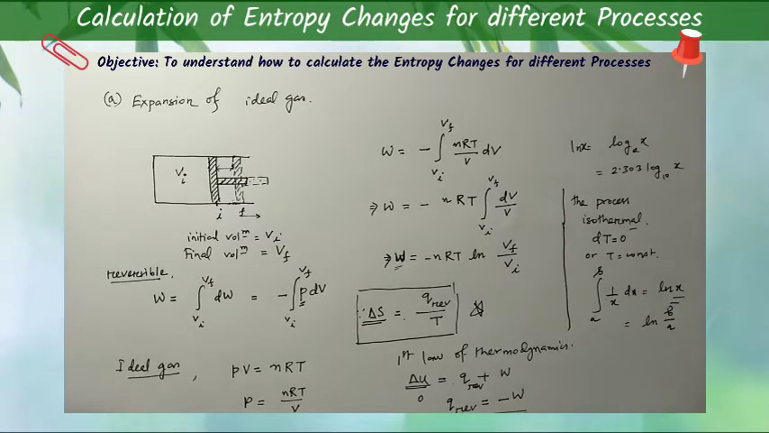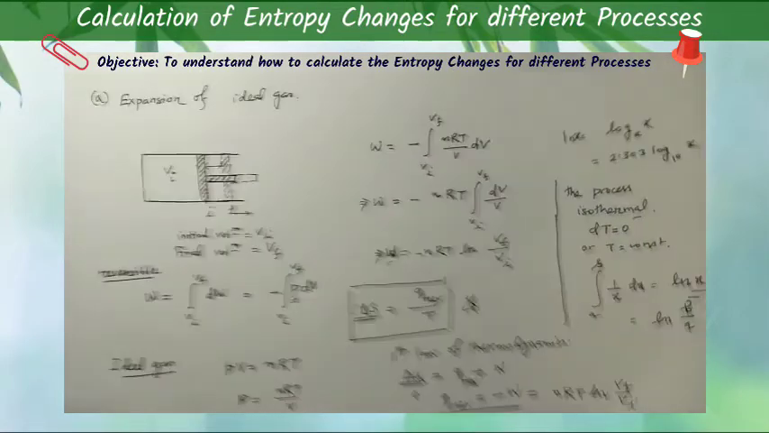So we have this relation now. That means Q reversible is equal to nRT ln Vf by Vi. Understand? Clear? Now we can put this Q reversible value here. That means del S is equal to nRT ln Vf by Vi divided by T. T cancels, leaving nR ln Vf by Vi. Understand?